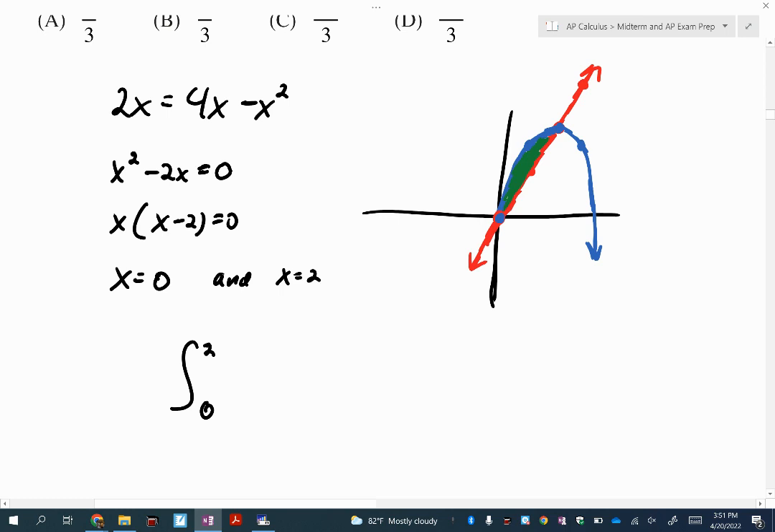Which one is above? Which one's on top? The blue curve, the parabola. So I need to do that one first. It's going to be 4x minus x squared minus what's on the bottom? The red line, the linear function, so minus 2x. All of that dx.